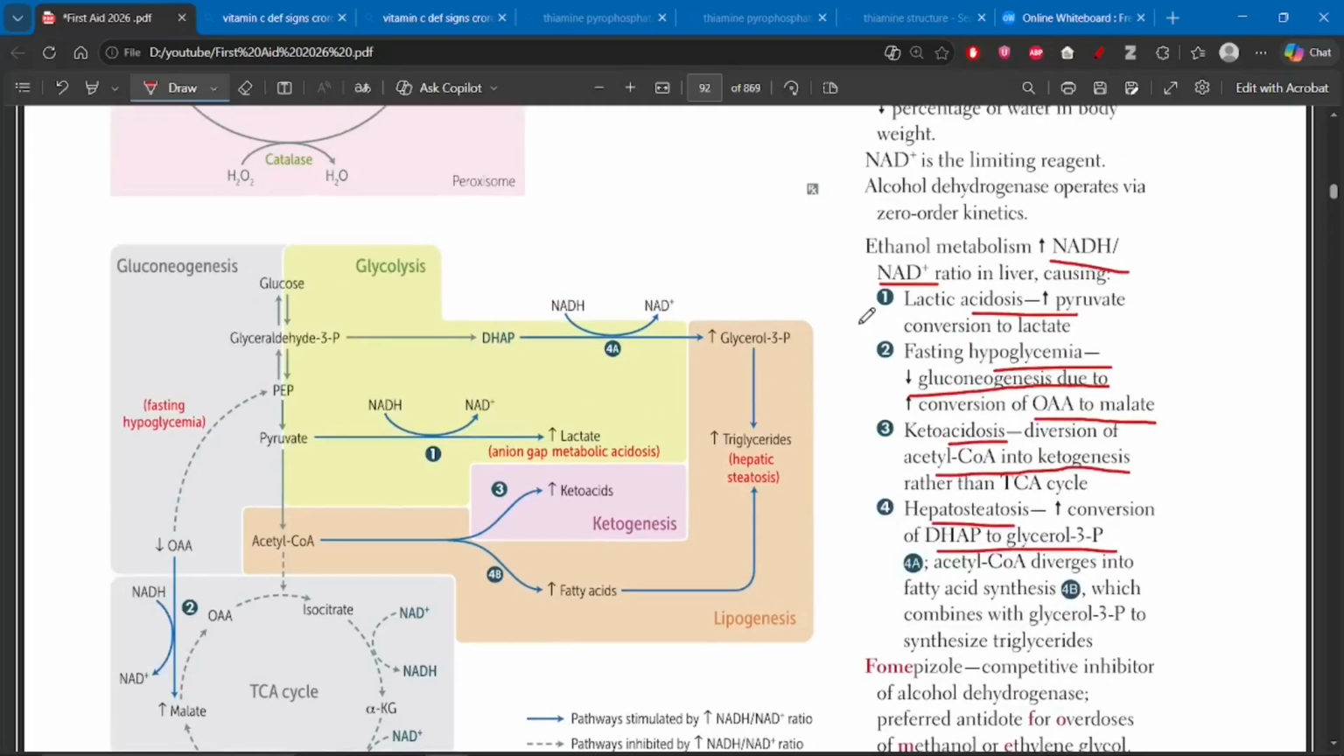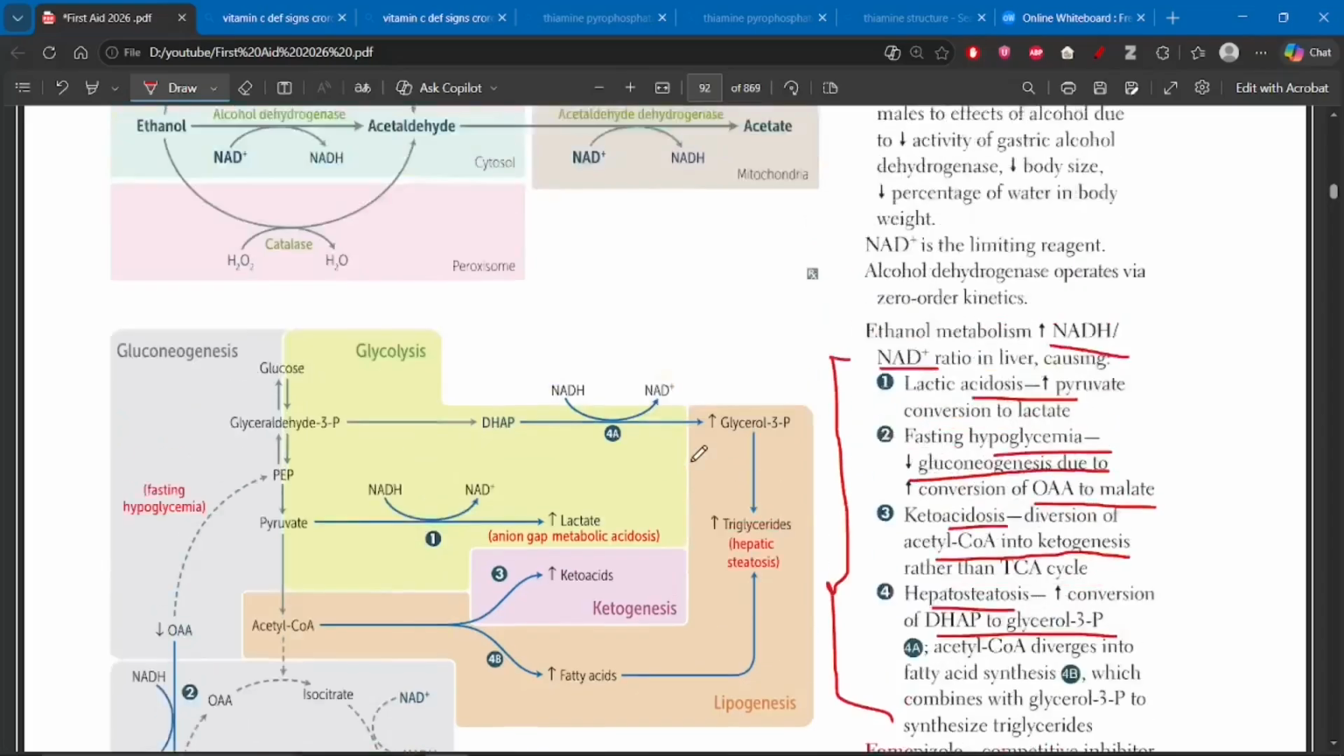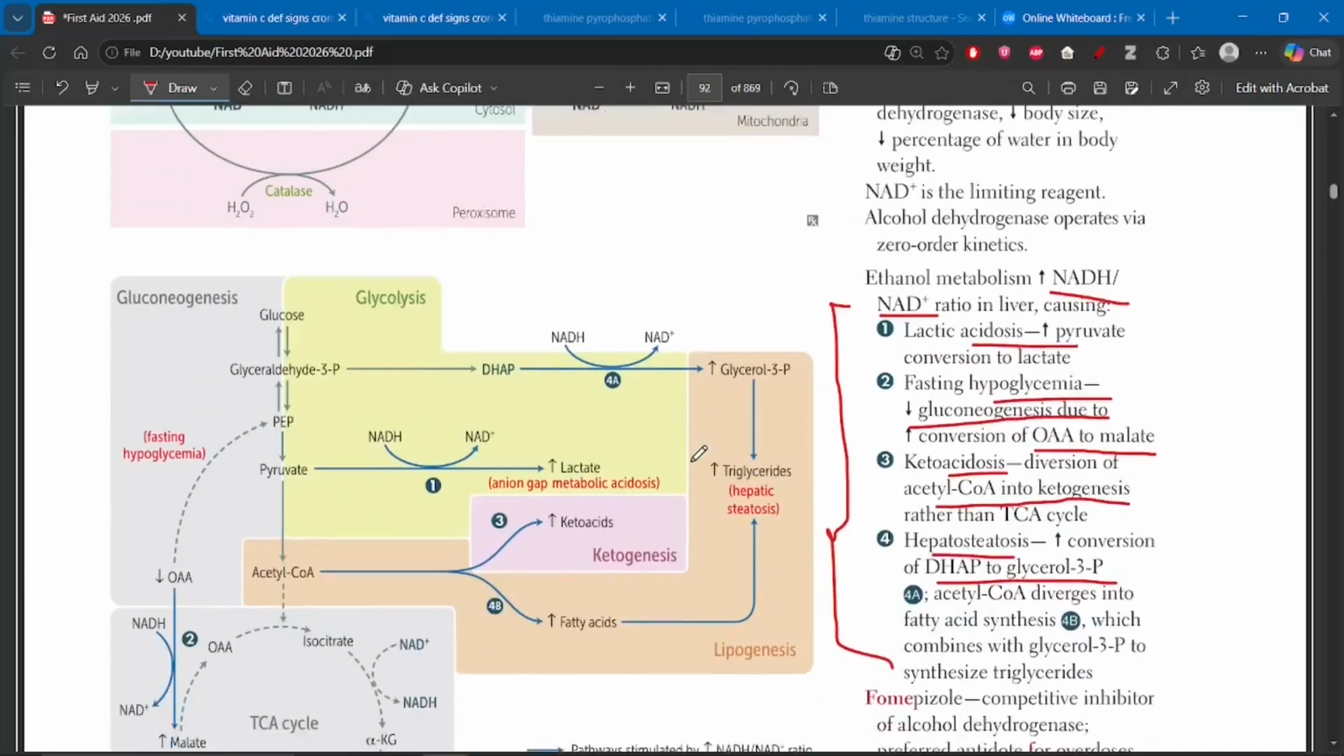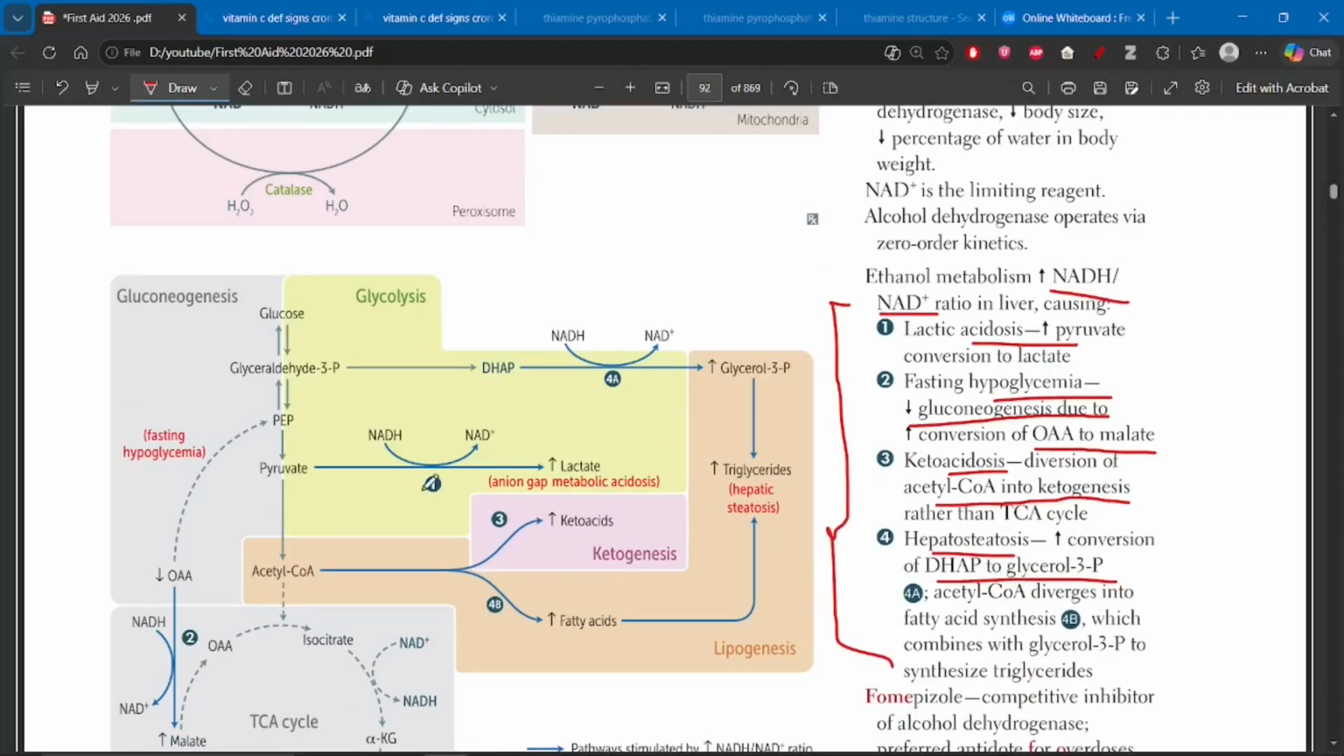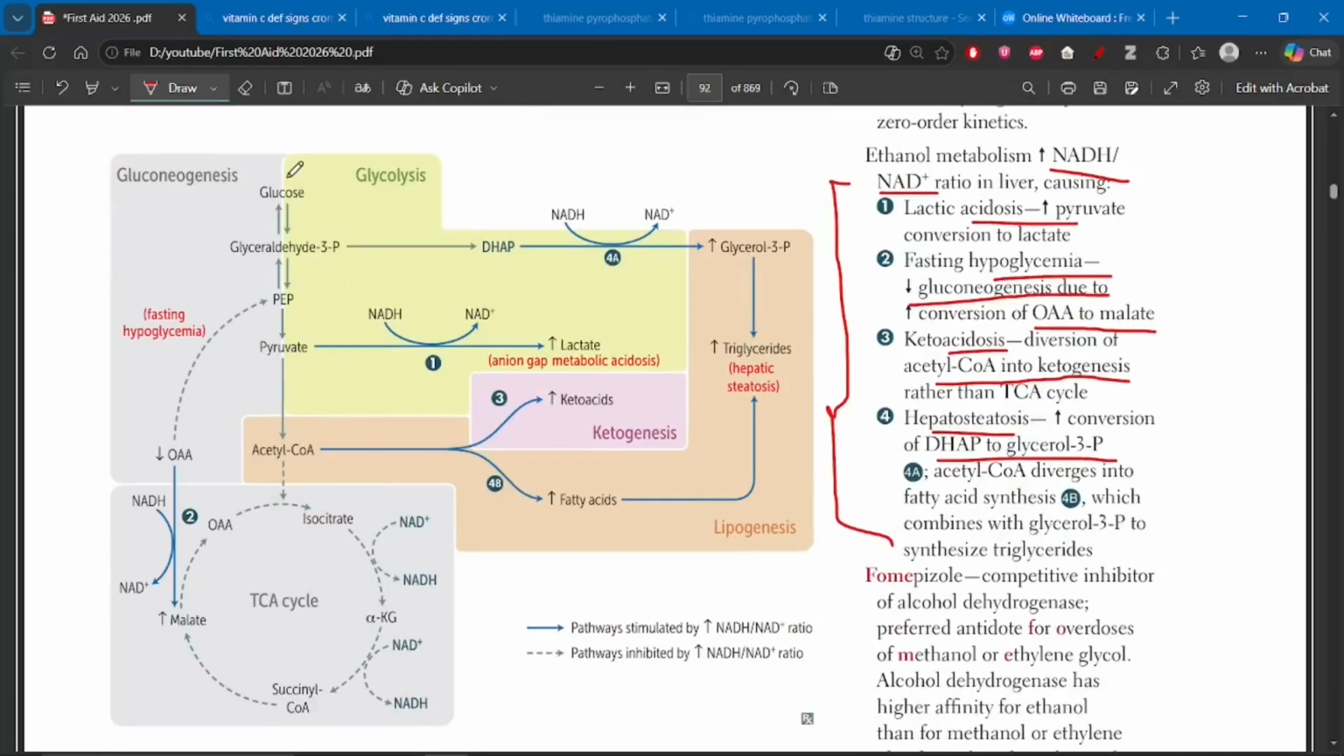Now, of course, if you do not know the basics of these reactions, then this is clearly a matter of memorization for you. But if you want to understand why all of these happen, we have to look at it point by point, right? So let's say, for example, that this is glycolysis, okay, and this is gluconeogenesis, right?